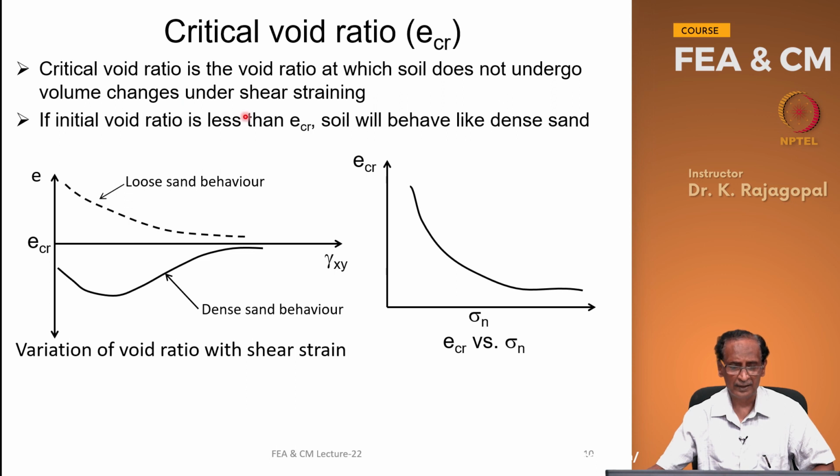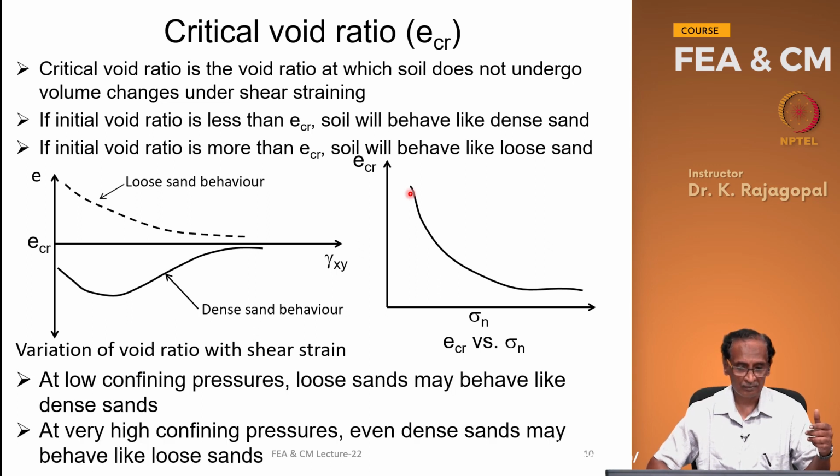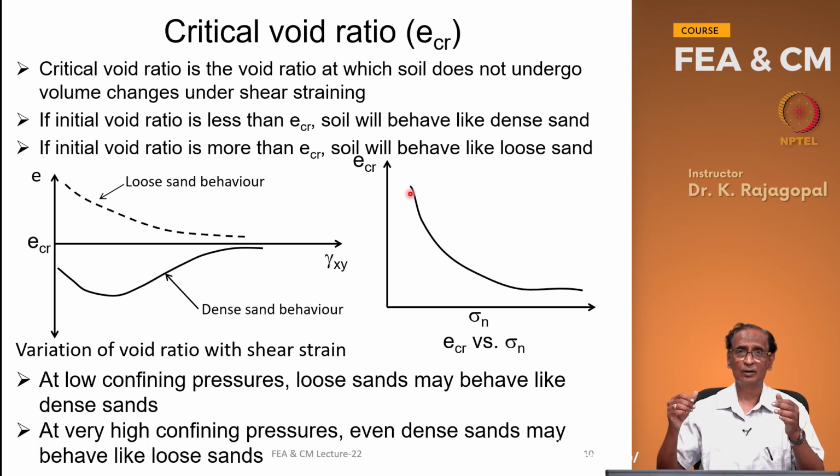And if your initial void ratio is less than ECR, the soil will behave like a dense sand that is expanding in volume, and if your initial void ratio is more than that of ECR, the soil will behave like a loose sand. And so, at a very low normal pressure, even a soil with a very high initial void ratio might behave like a dense sand, because this void ratio is less than the ECR. So, that explains why some of the so-called loose sands expand in volume at some confining pressures.